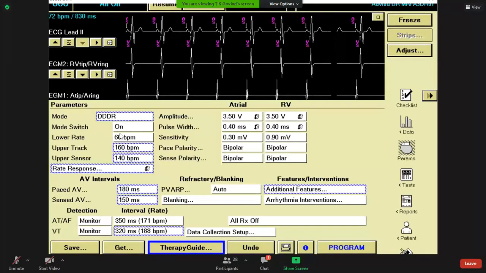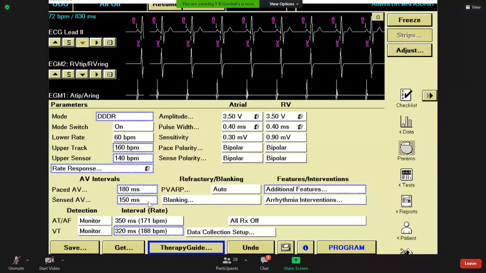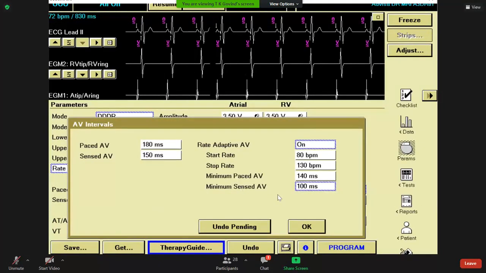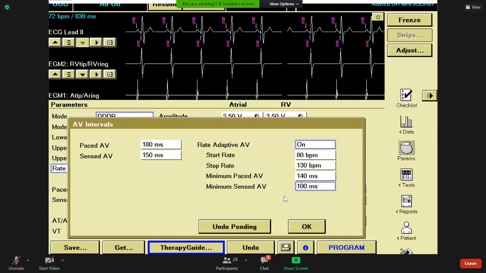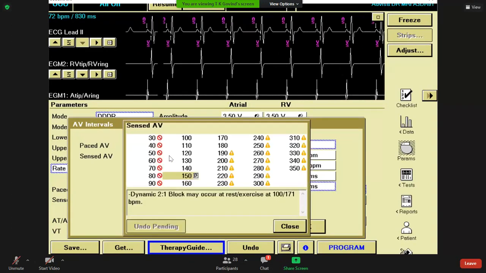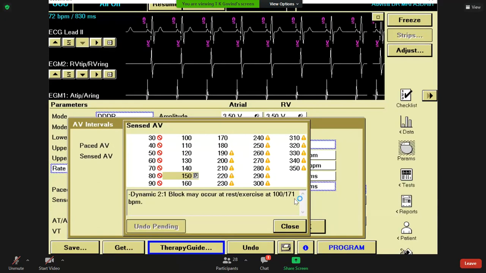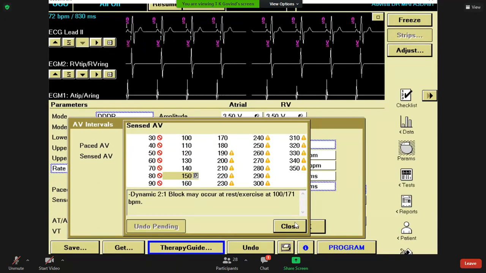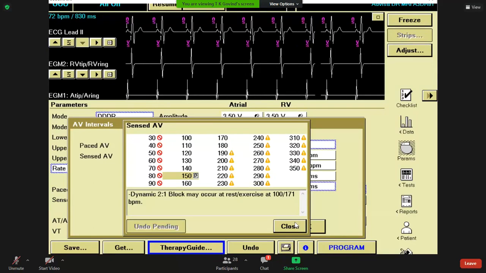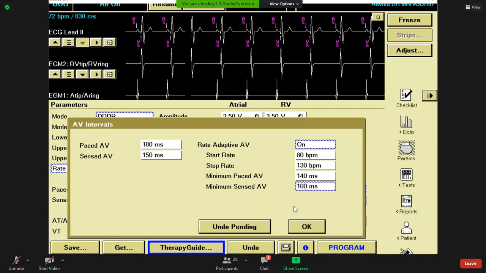1:1 tracking. And beyond 160 beats per minute, up to 170 beats per minute, this patient's pacemaker will provide Wenckebach. And when the sinus rate crosses 170 beats per minute, then that will go into a 2:1 block. So that will be appropriate for the younger patient. So you can avoid, without reducing the PVARP, by making use of the rate adaptive AV delay.